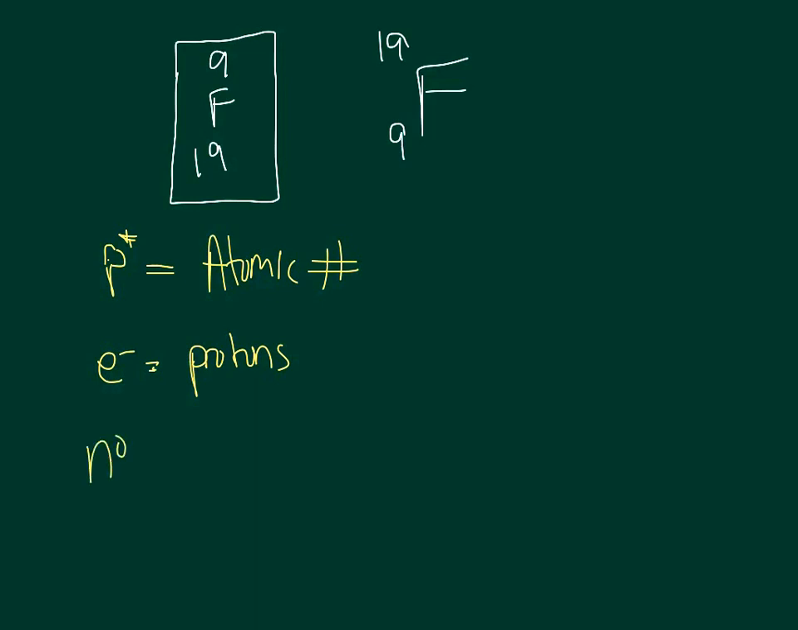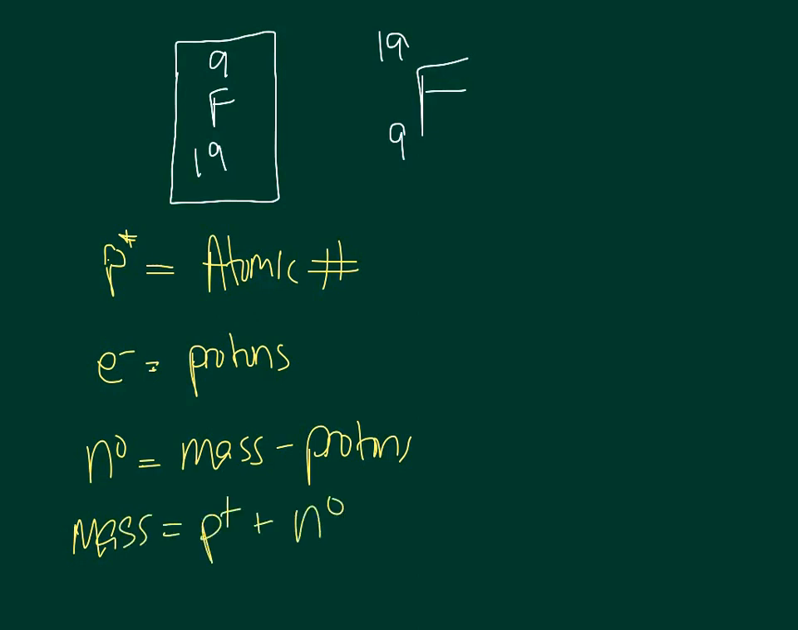And the neutrons are equal to the mass number minus the protons, because the mass of the atom is coming from the nucleus. So we have mass number equals protons plus neutrons. We can write that here too. Mass equals protons plus neutrons. And since I know all the mass comes from the nucleus, then I also know that if I subtract away the protons, I get neutrons.